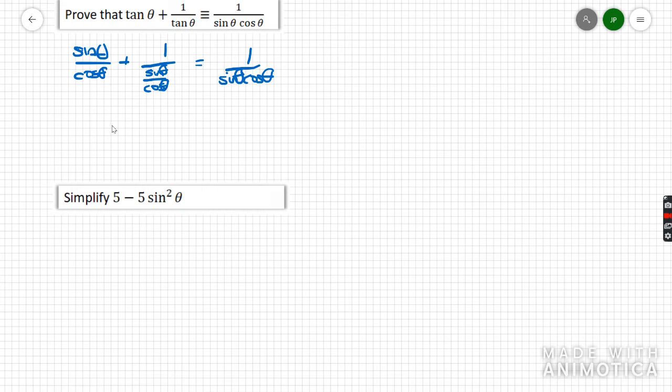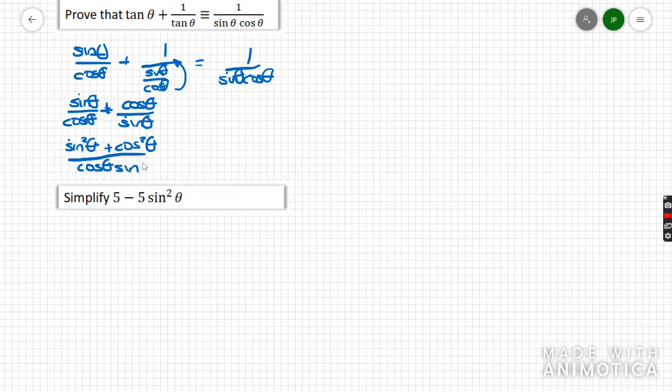Okay, so just dealing with the left-hand side. I've got to add them together, so I need a common denominator. I'm going to multiply and cross multiply up. So I'll have sine squared theta plus cos squared theta all over cos theta sine theta.